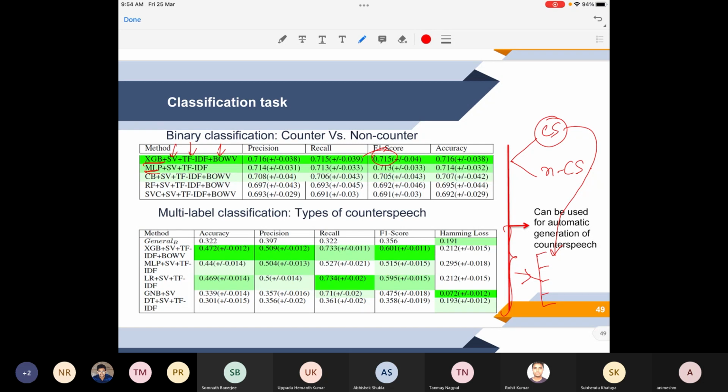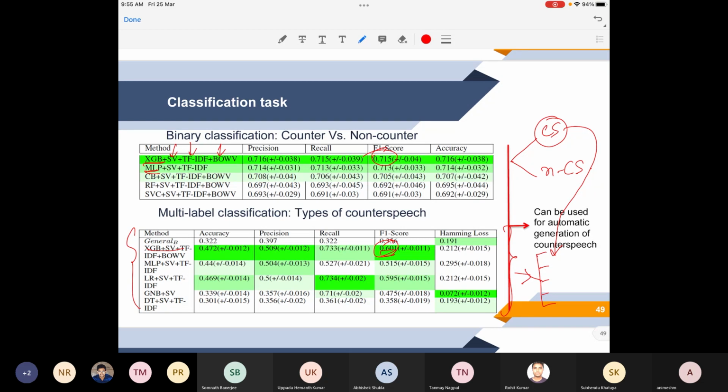Okay, and then we also did, as I said, the multi-level classification. We use some very similar type of features and very similar type of off-the-shelf machine learning algorithms. And here again, on a 7-class task, we achieve a pretty decent F score of 60%. So that was the story of the counter speech annotation and detection.